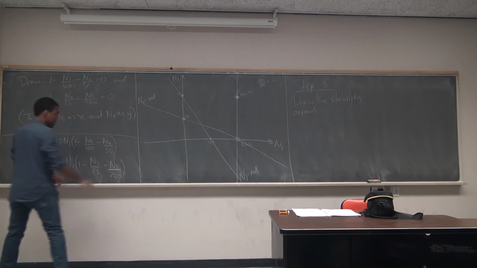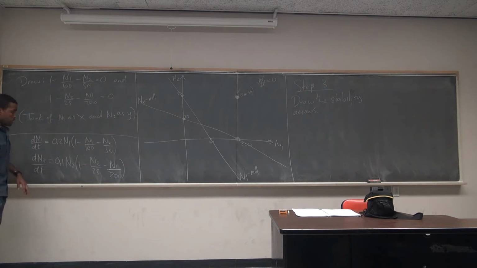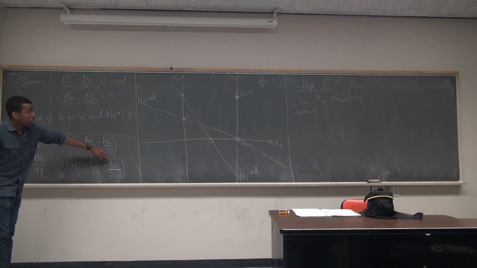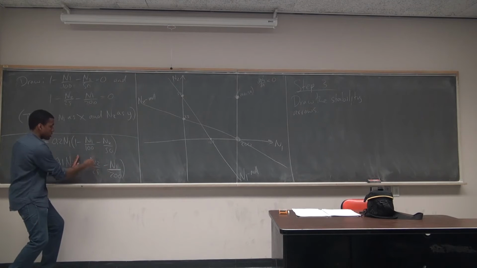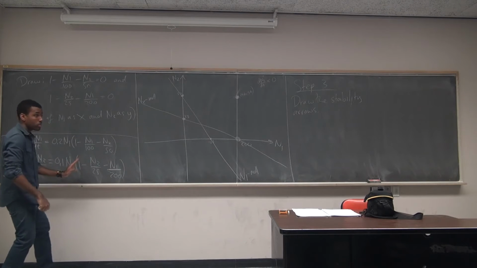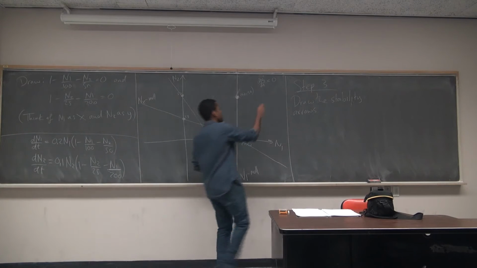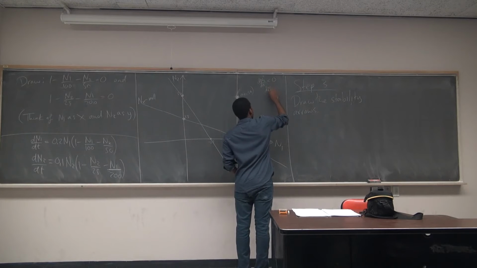Now plug the point into the other equation. If N1 equals 200, that's just 1 minus 1, so that goes away. And so here I'm left with a negative number again. So here my dN2/dt is negative.